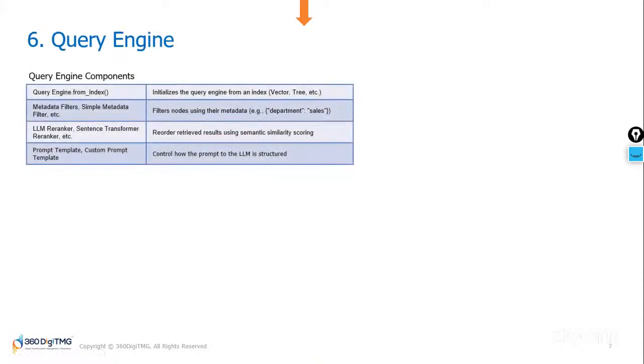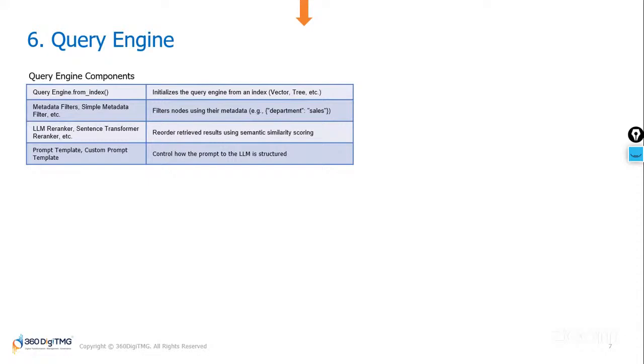Then we also have the query engine. Then comes the query engine. It will basically take the user's question and the retrieved chunks, and it will combine them in some sort of meaningful way, so that the LLM can generate a coherent, accurate response.